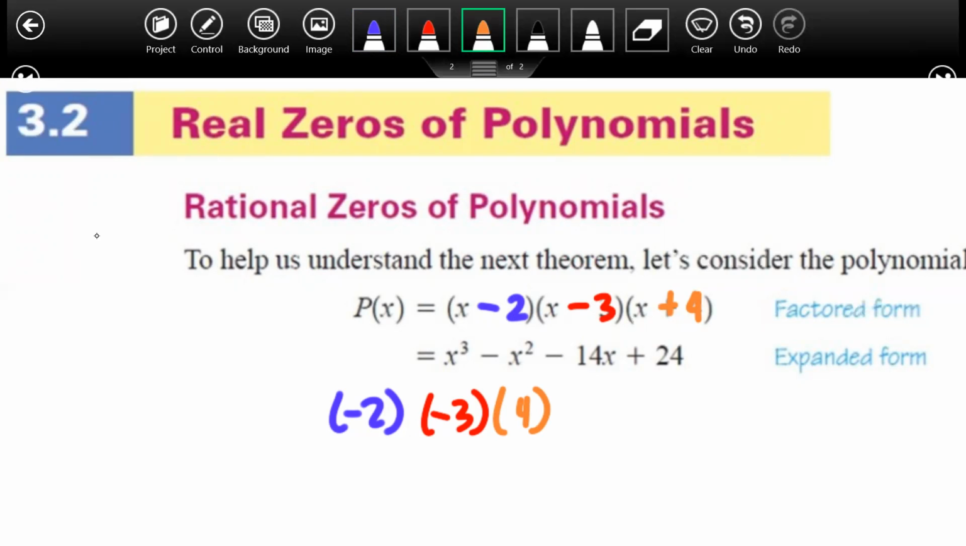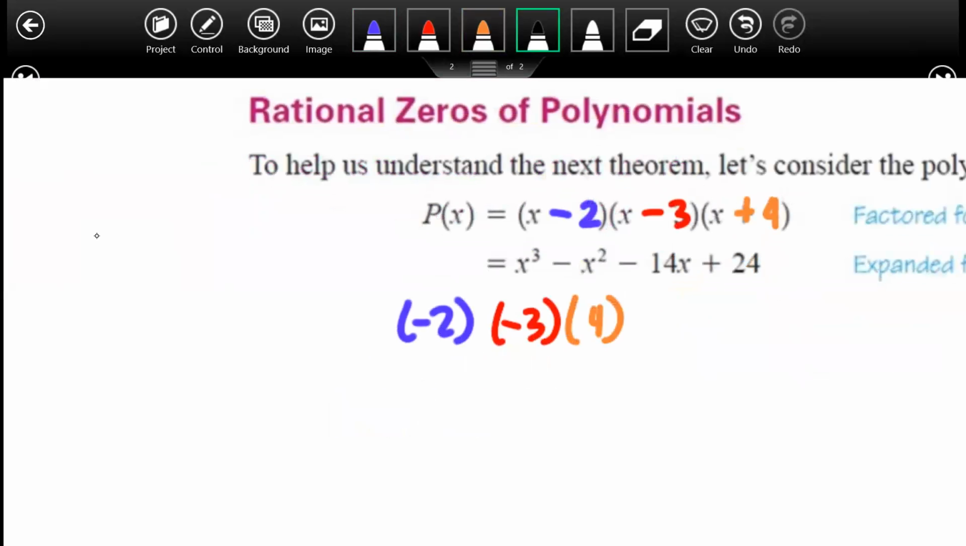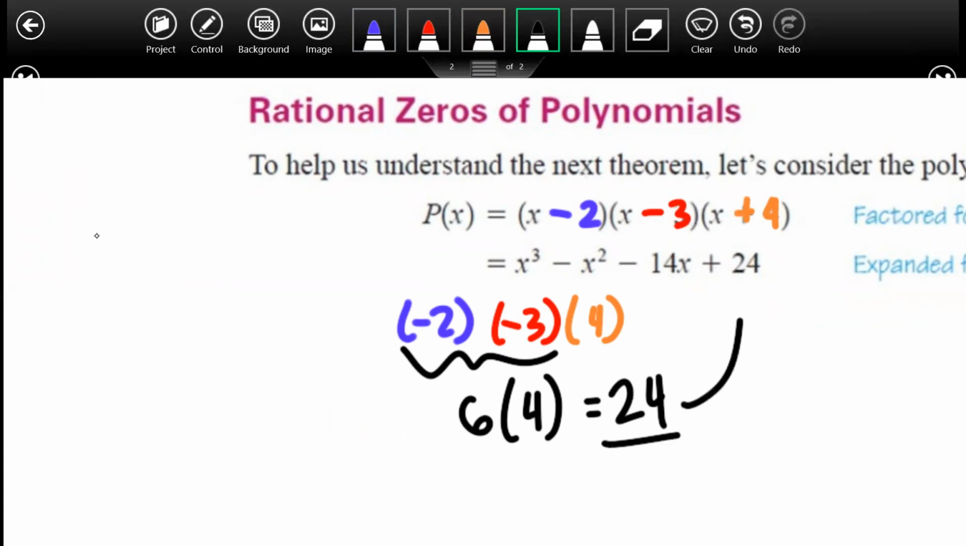Now, if you were to multiply these two out, or all these three numbers out, what is -2 times -3? Times 4 is what? So in this case, we're looking at this idea that's coming from this constant value. And we want to be able to determine what those values are. And if we specifically look at the factors of our constant value and our leading coefficient, we're going to be able to determine all the possibilities to find our zeros in order to make this factorable. Okay?